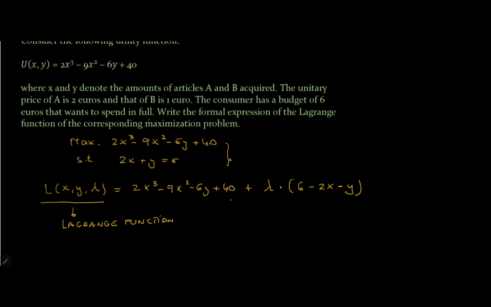And as you see, it's a function that puts together our original function, that's the function itself, and the constraint. And they're together connected by means of the Lagrange multiplier.